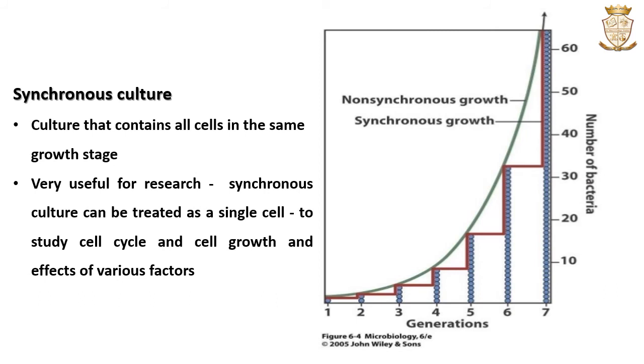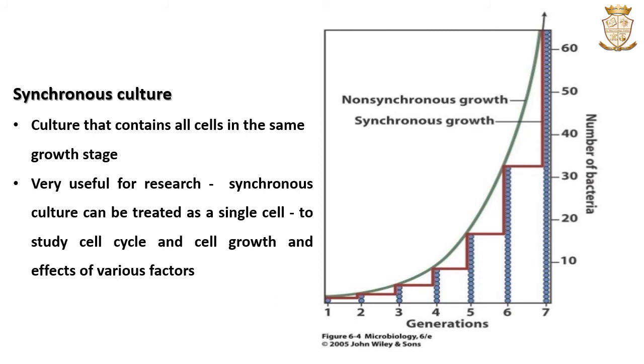For research purposes, since the cells are too small, certain techniques require this type of synchronous culture, which could be treated as a single cell, since all the cells are growing at the same rate and during the same stage. So, synchronous cultures have been extensively used to study cell cycle, cell growth, and also the effects of various factors on cell cycle and cell growth.